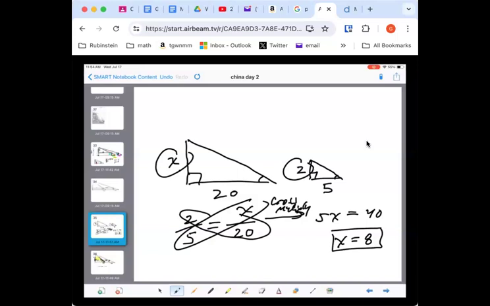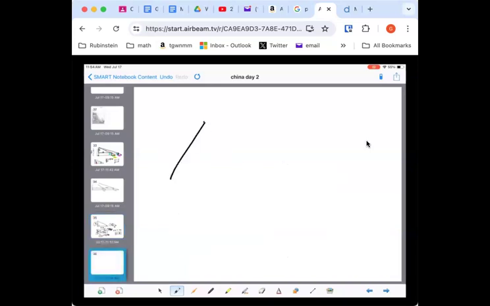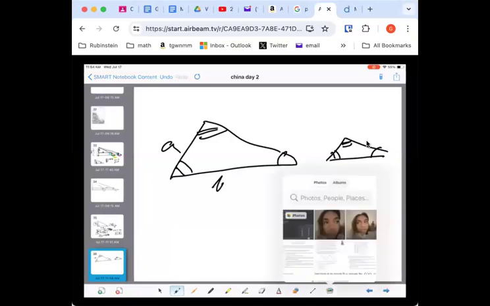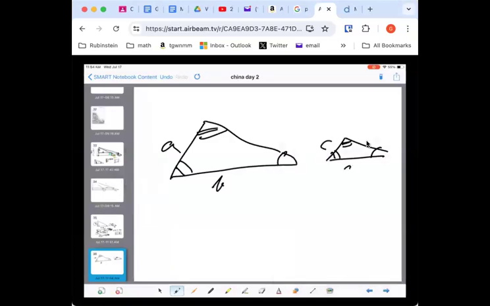But I did want to show you that in general, when you have similar triangles, you can set up a proportion. So here I'm just going to make another similar triangles. Similar triangles have all 3 angles equal. And I'm just going to make 4 letters, A, B, C, D. And you can say A over B equals C over D by similar triangles.